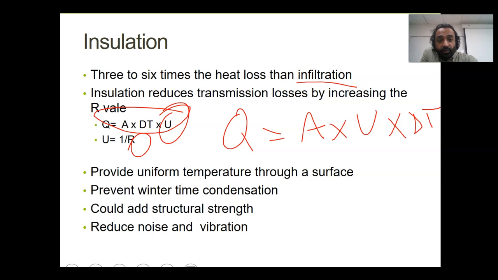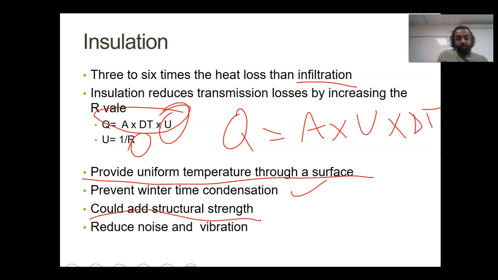6 times. Why? Because when we exchange air with the outside, we're bringing in cold air or letting out hot air, which again costs us a lot of energy. We would also love to have uniform temperature over a surface, and to prevent wintertime condensation. We'll talk about that, especially when it comes to attics. Insulation could also add structural strength. It might not be very common, but it does, especially if we have plywood or some kind of structure with drywalls.